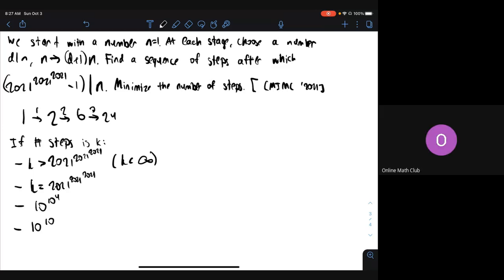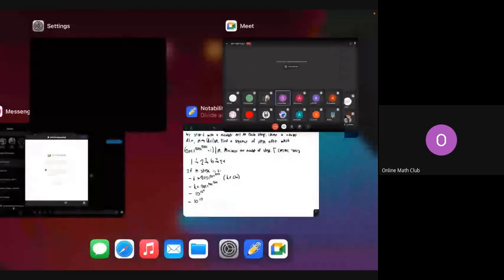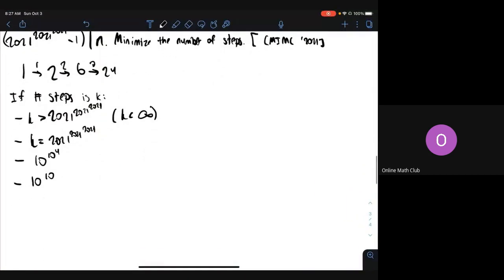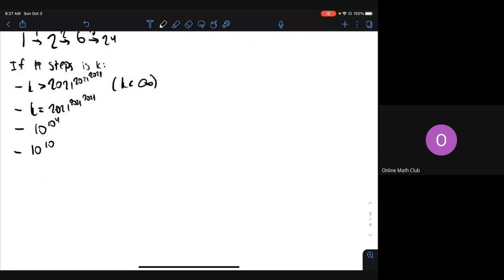So the second one should be easy. You just go from 1 to 2 and then 3 and then 4 and so on. Right, that's correct. The first one and the second one are kind of equivalent, because the most obvious possible algorithm is just the second one.